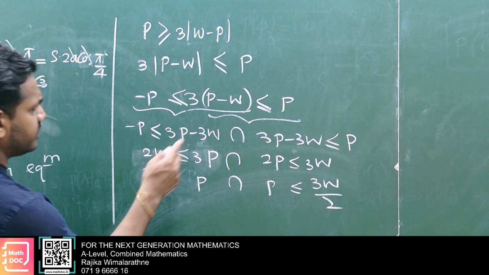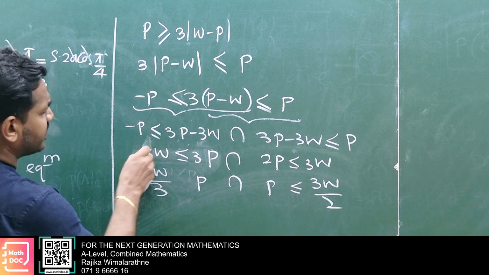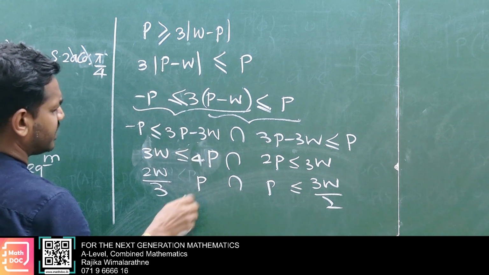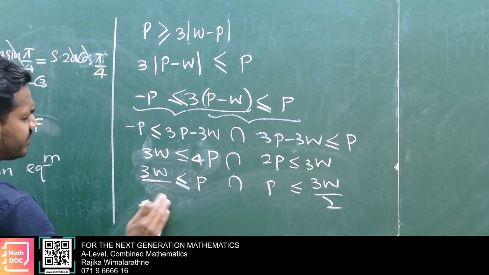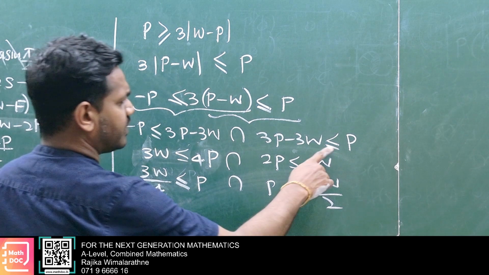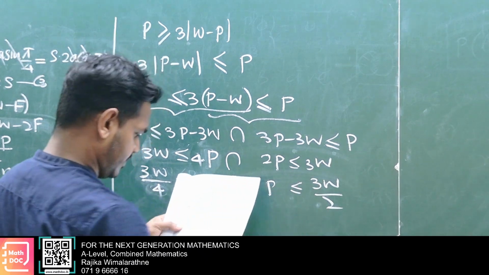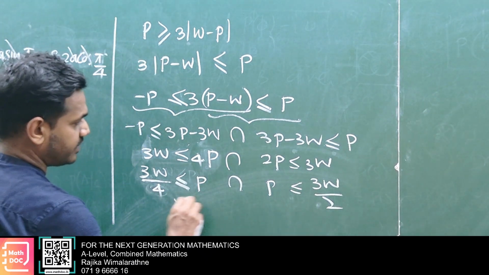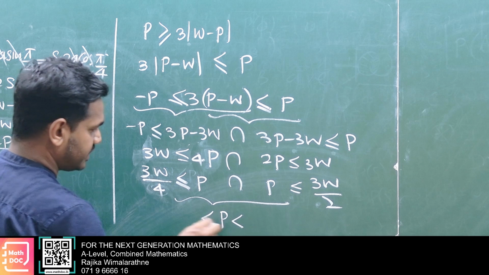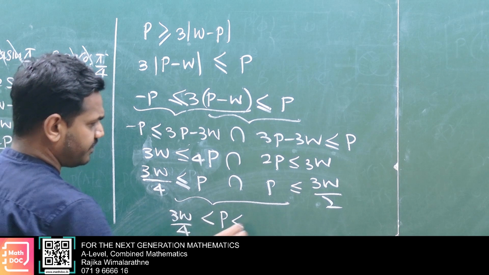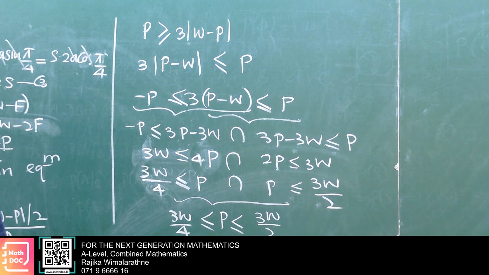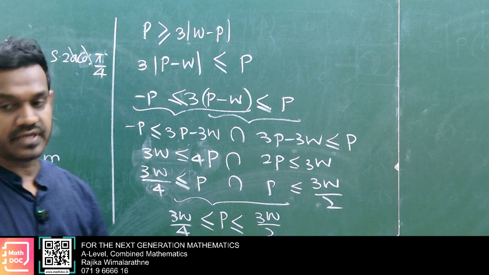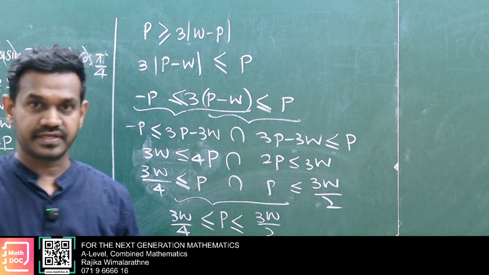Okay, here this is wrong now. Here 3W, 4P. Then here P, 3W divided by 4. Now it is correct. Now here 2P, 3W over 2. Okay. Then anyway, by combining these two, you can write 3W over 4, 3W over 2, within 3W over 4 and 3W over 2. That is 2022 A-level question. Very simple question. So you have to consider about double inequality. No? You have to consider about double inequality.